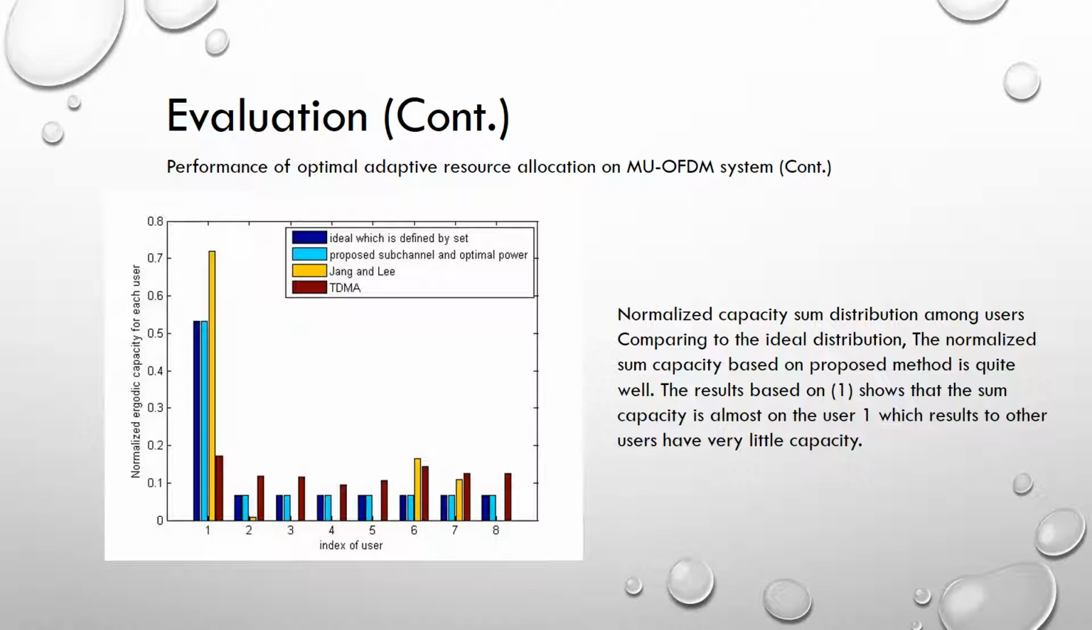This is the image of normalized capacity sum distribution among users. Comparing to the ideal distribution, the normalized sum capacity based on the proposed method is quite close. The result based on paper 1 shows that the sum capacity is almost all on user 1, which results in other users having very little capacity.